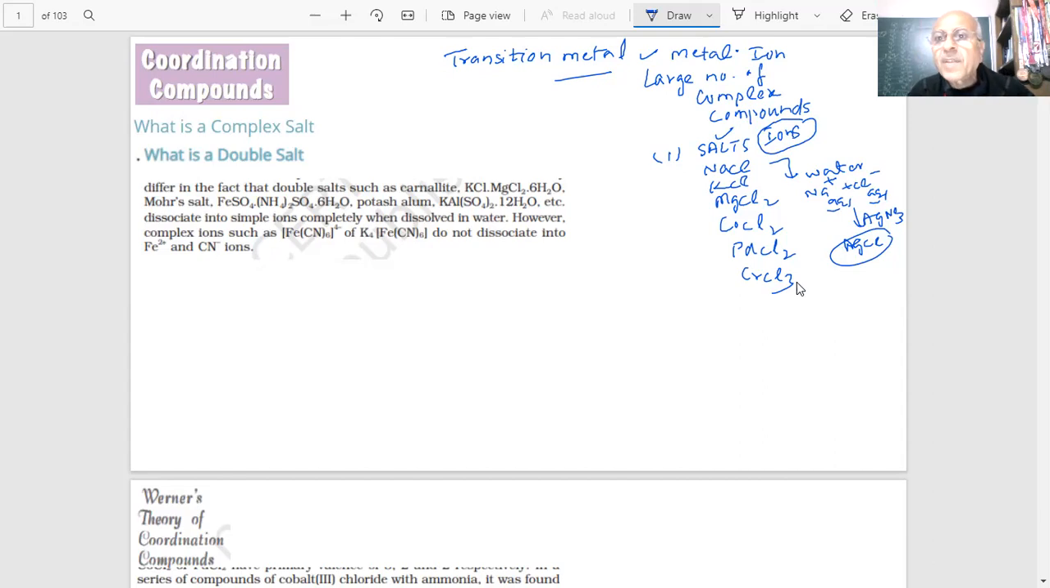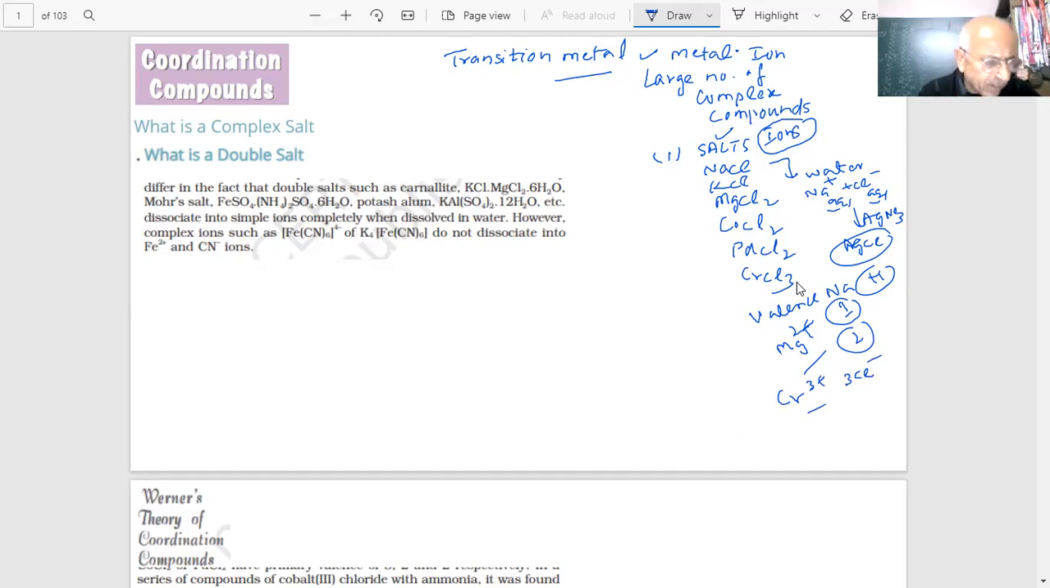And what is the valency here? For example, sodium, the oxidation number is +1. Sodium valency is 1 here. For magnesium in MgCl2, it is 2 plus. It will dissociate to give Mg2+ and 2Cl minus. So here the valency is 2. And if I say CrCl3, it will give 3 plus and 3 minus. They are ionized, students.